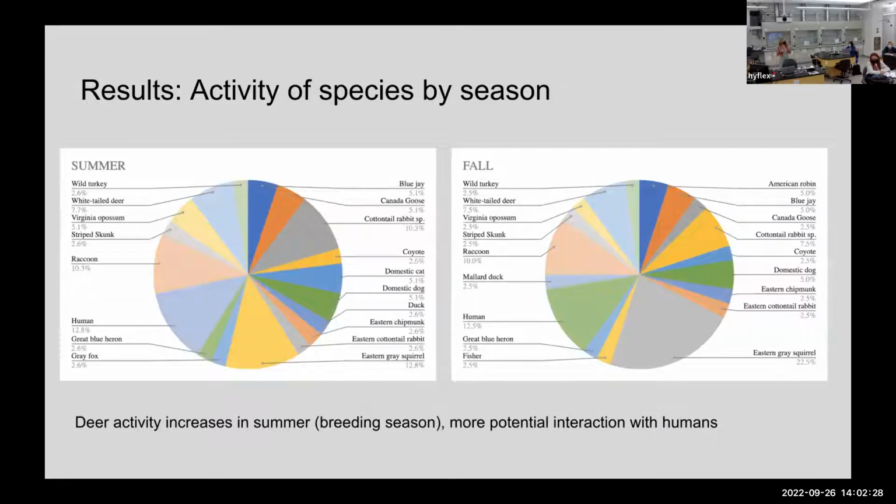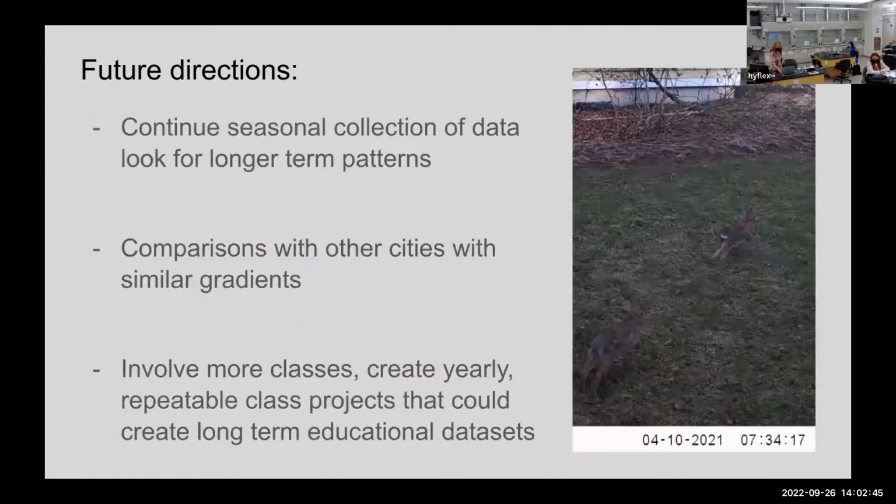Deer activity was higher in the summer, which is their breeding season. So again, that makes sense. Which also means there could be more potential interactions with humans during the summer, and that has some applications for disease spread, because there are some diseases like Lyme disease that can go back and forth. But I think that's it for future directions.